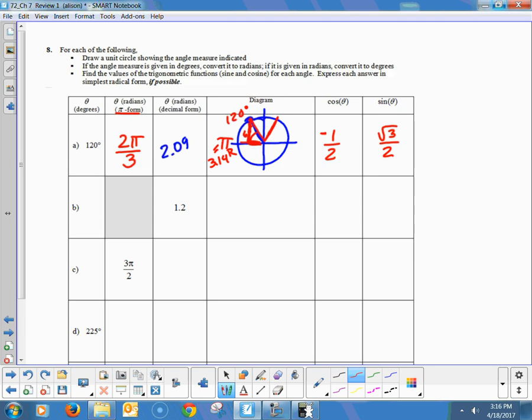Number B says if we have 1.2 radians, how many degrees is that? All right, well, if I have 1.2 radians, and I want it in degrees, I need to multiply by degrees over radians. I happen to know that 180 degrees is pi radians. And notice it says we're not going to have to find this in pi form. It's x'd out. So let's just do the math and get this in degree form.